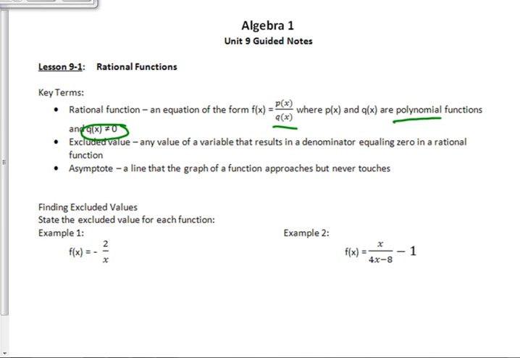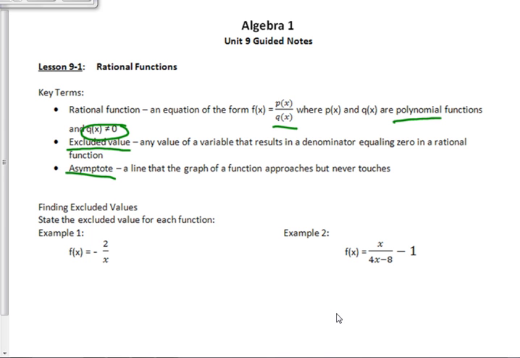Q(x) cannot equal 0. Okay? You cannot have 0 as a denominator because you cannot divide by 0. The way to find out those values that x cannot be is called finding your excluded values. Basically, you set your denominator equal to 0 and determine, as an equation, what x cannot be.